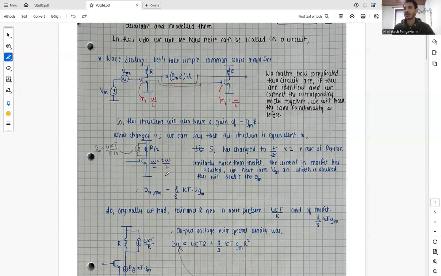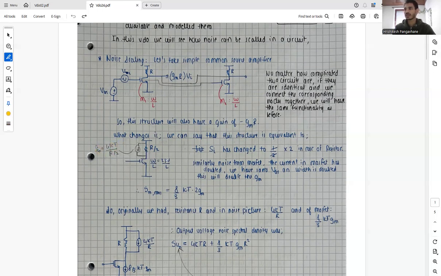So the noise has changed by a multiple. Here we can say that our SI has changed to twice in the case of the resistor, because now the noise due to the resistor is 4kT divided by the total resistance. Earlier we had 4kT divided by R, and now we have 4kT divided by R by 2. So the total value of SI is twice as earlier.